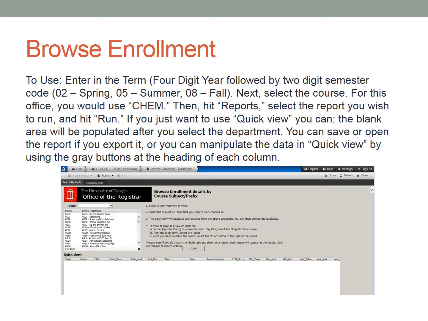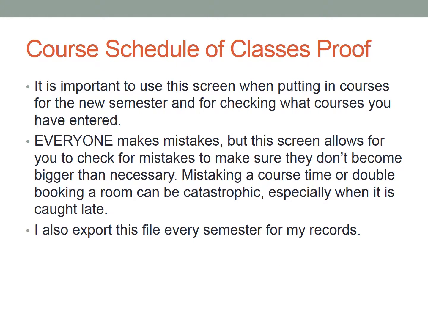I think, like I said, with browse enrollment, you may not want to do that too often, but it can be helpful at times. So the course schedule classes proof. It's really important to use this screen when you're creating courses in Banner. The job is very tedious. For just general and organic chemistry, I put in 250 classes a semester, including all of the lab sections.